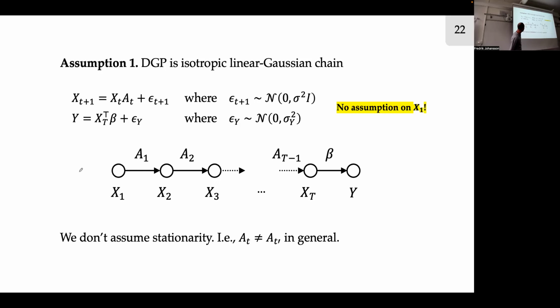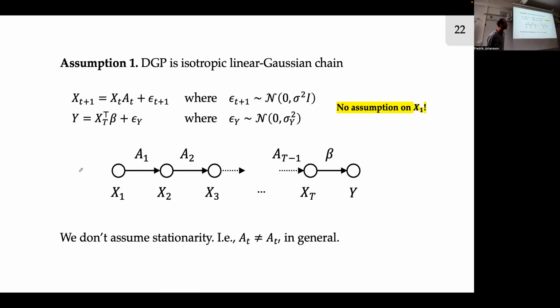The only sort of not simplifying thing here is that we don't assume stationarity. So A1, A2, and so on, they're not the same matrix, at least. They can be arbitrary matrices. Well, not arbitrary, but they have to map to the right dimensions and so on. But yeah.